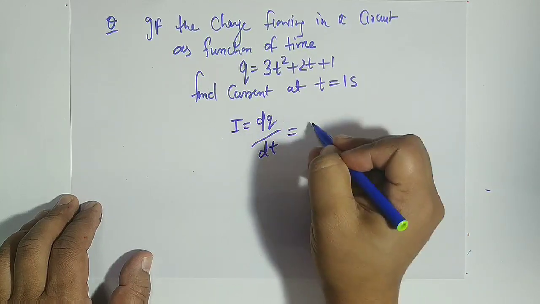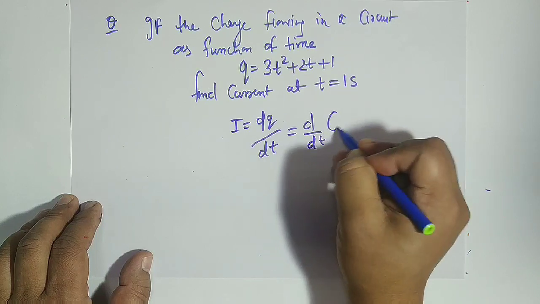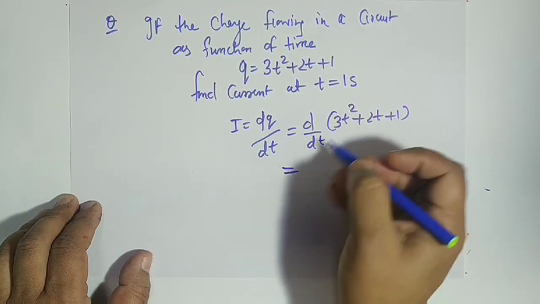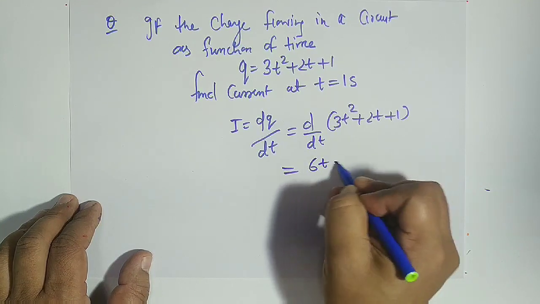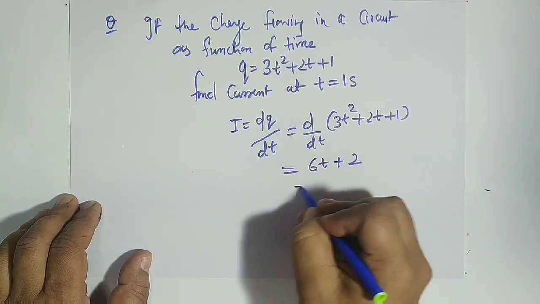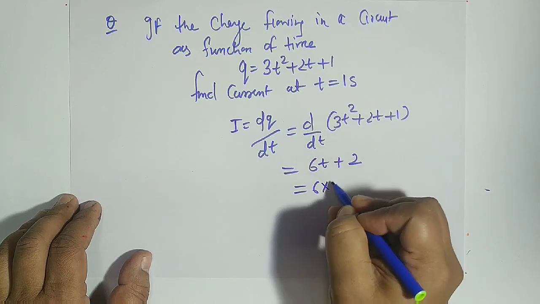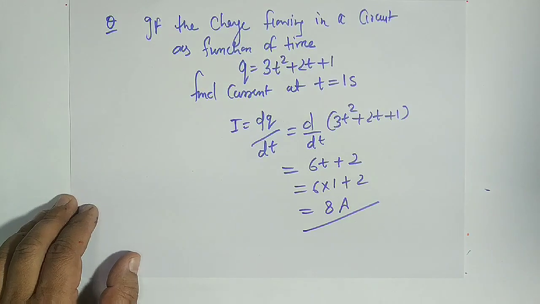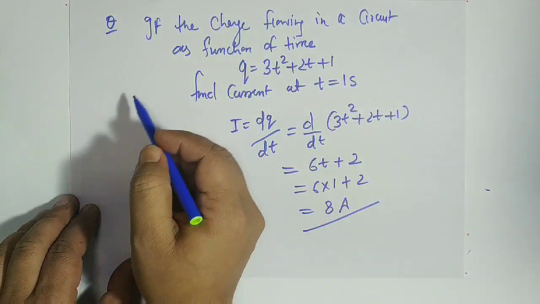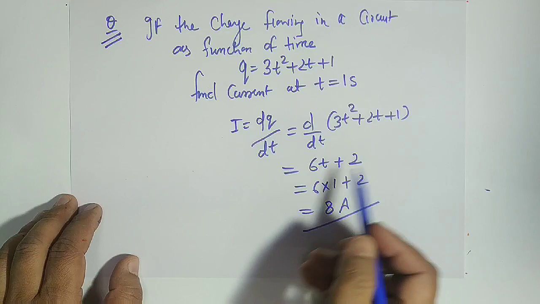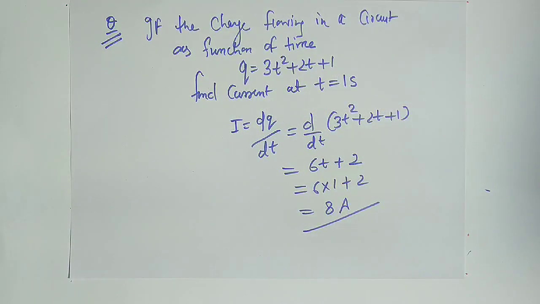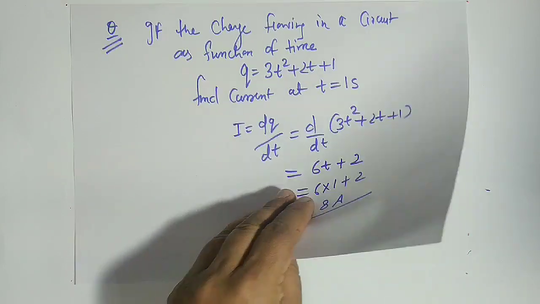So you will integrate, differentiate it, 3t square plus 2t plus 1, and if you solve it, I'm going to write it, it will be 6t plus 2. Okay, so 6 into time is 1 plus 2, that is 8 ampere is the current. So such type of 1 mark question can be asked in the paper. So this is how we can find out, as charge is a function of time, we can find out the current in the circuit. And it can be in the reverse way also.